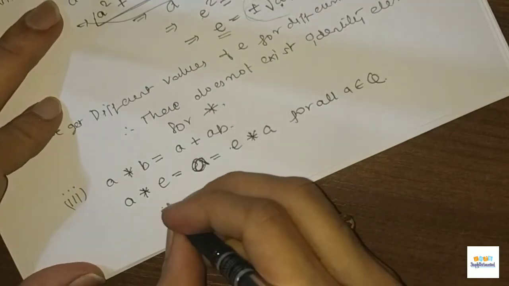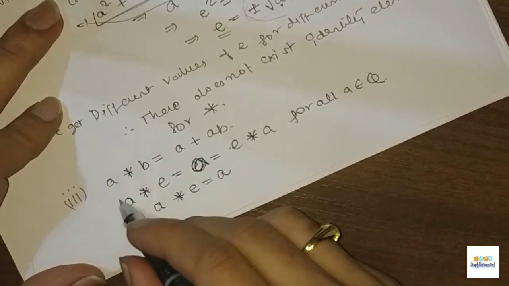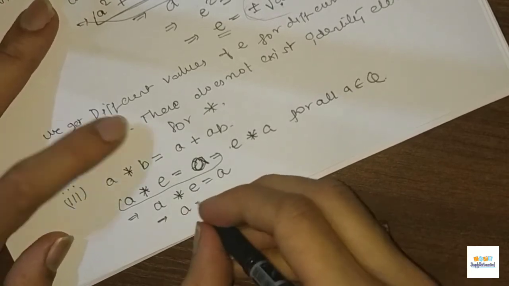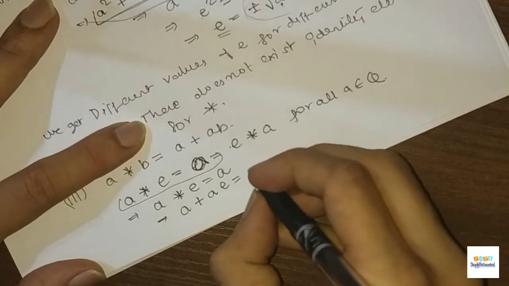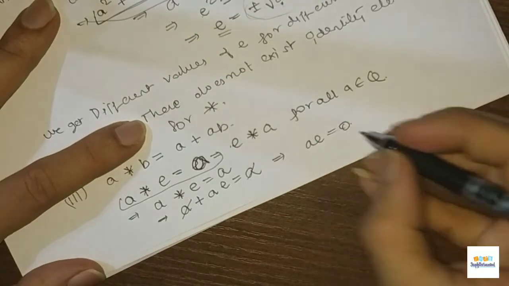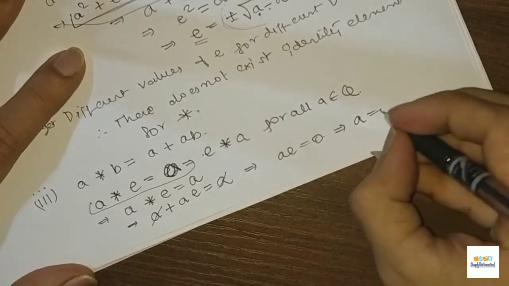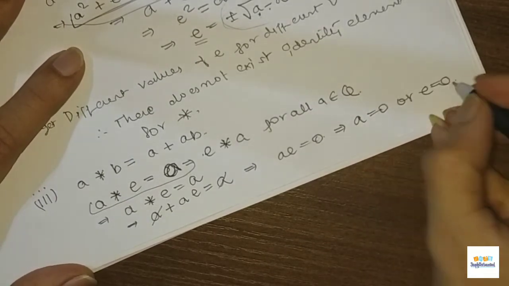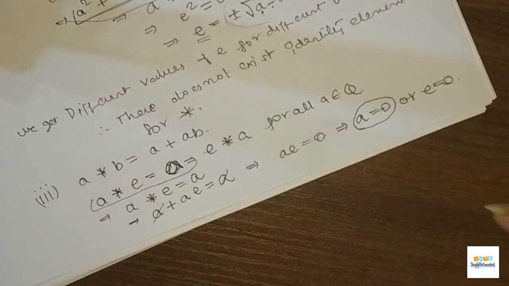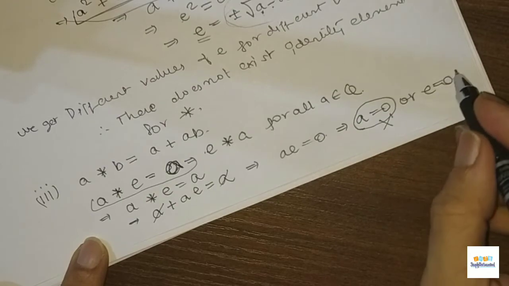Now A star E, by the definition, okay, first if we write the left hand side of the equation, so A star E is equal to A, right? So that means A plus A multiplied by E is equal to A, okay? So A and A will get cancelled, you will get A times E equal to 0, okay? So this implies A is equal to 0 or E is equal to 0, right? We are not interested in A equal to 0, but that will not help in finding the identity element. So we discard this and we take E equal to 0.